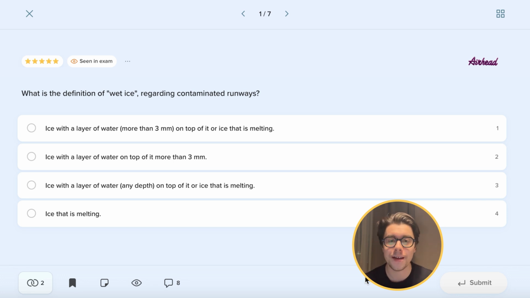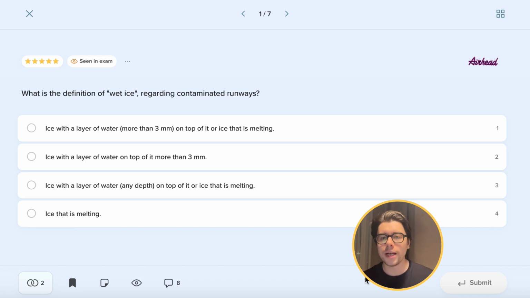The questions have all been seen across all EASA authorities in recent actual real exams. So without any further ado, let's jump into the questions and dive a bit deeper into the questions, answers and the general topics. For question number 1, what is the definition of wet ice regarding contaminated runways?